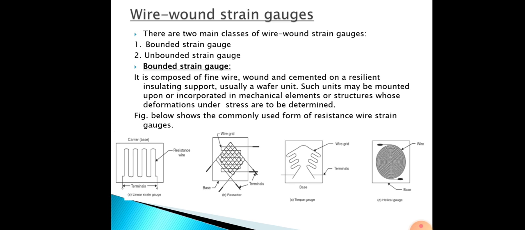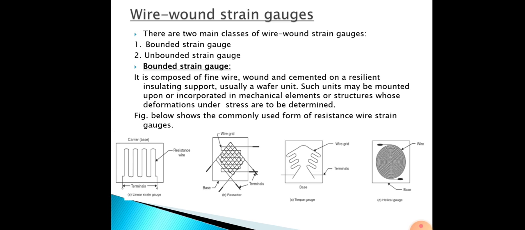It is composed of fine wire wound and cemented on a resilient insulating support, usually a wafer unit. Such units may be mounted upon an incorporated mechanical element. There are no limits to the basic values which may be selected; an example may be taken in the order of 100 to 500 ohms. You can see the figure of the resistance wire strain gauge there.